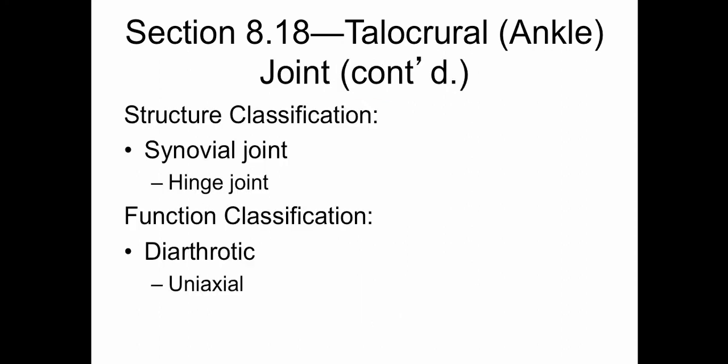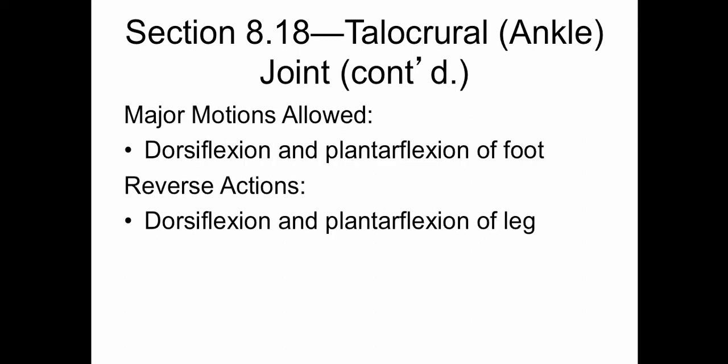The talocrural joint is structurally classified as a synovial hinge joint, and functionally classified as a diarthrotic uniaxial joint. The talocrural joint allows dorsiflexion and plantar flexion around the medial lateral axis within the sagittal plane.